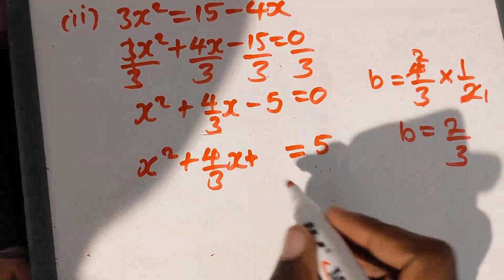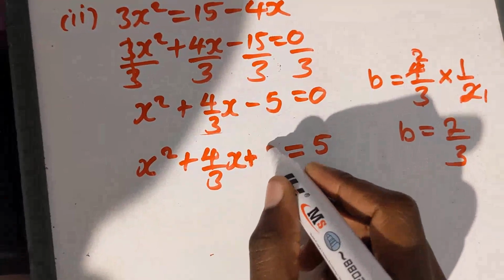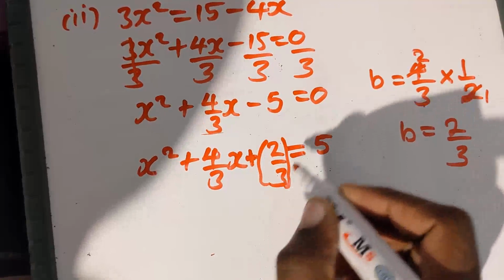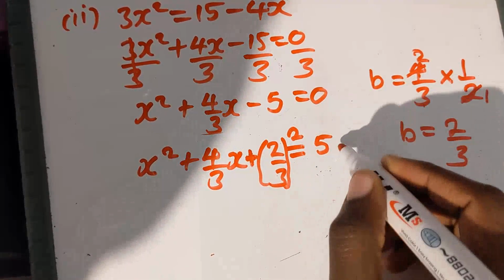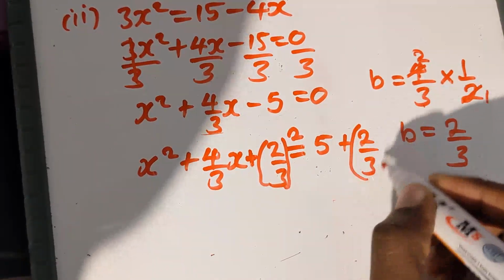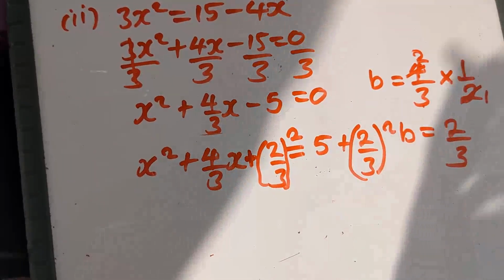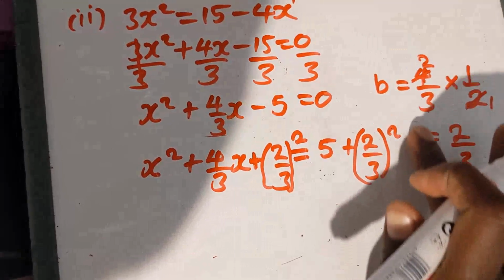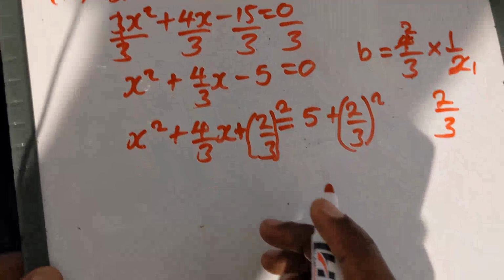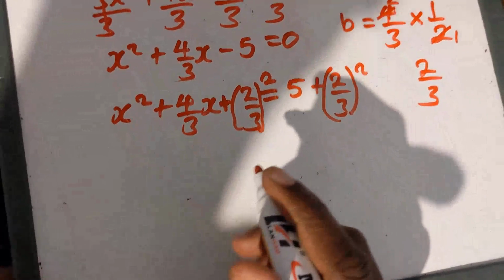So we are going to add it here: 2 over 3. But remember to square it. So plus 2 over 3, squared. So that is what we said here. I hope you're getting the point here.